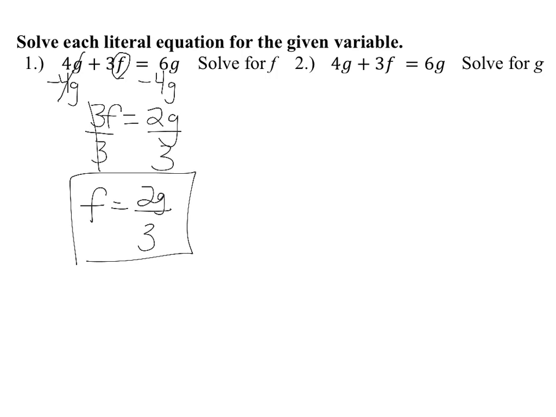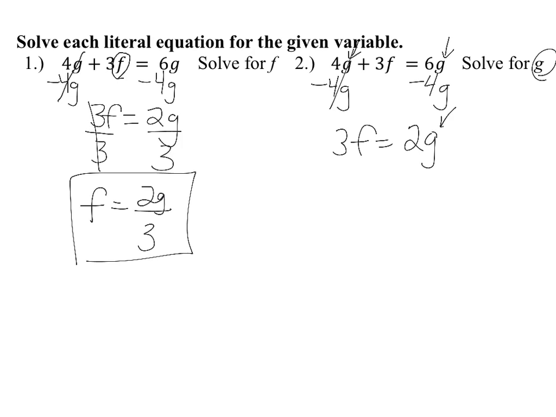All right, number 2. Same problem, except now I'm saying let's solve for g. Well, we kind of have a problem here because I've got g here and g here. When you've got the variable you're trying to get alone in 2 places, you have to figure out how to get it in 1 place. The way to do that would be collecting our variables to one side of the equal sign. So the first step is the same as what we just did on the problem before. We subtract 4g from both sides, which leaves us with 3f is equal to 2g. And now we've got g in one spot.